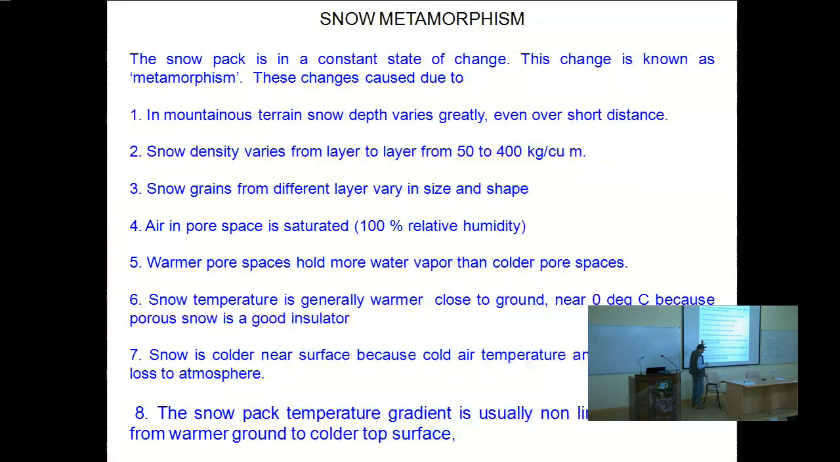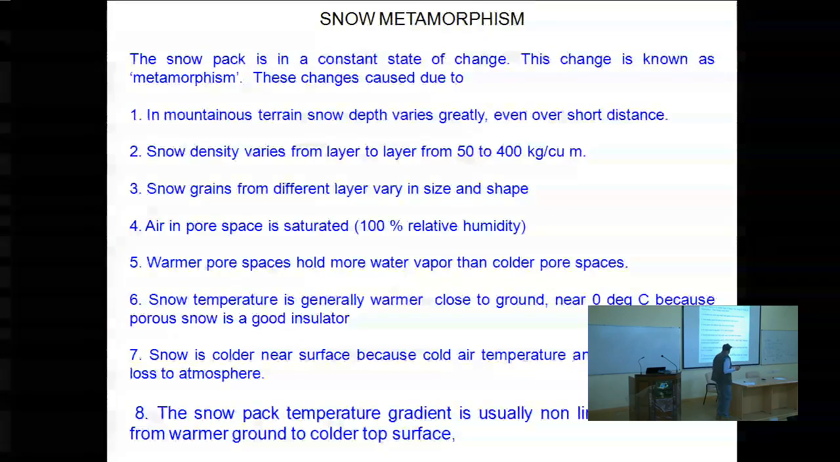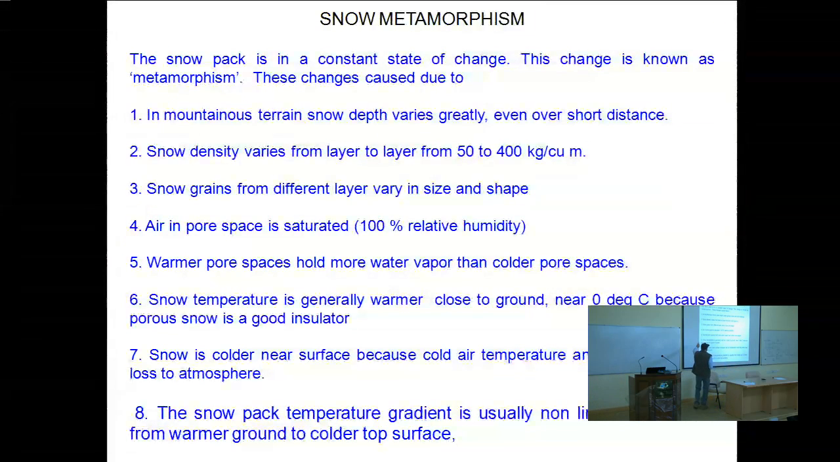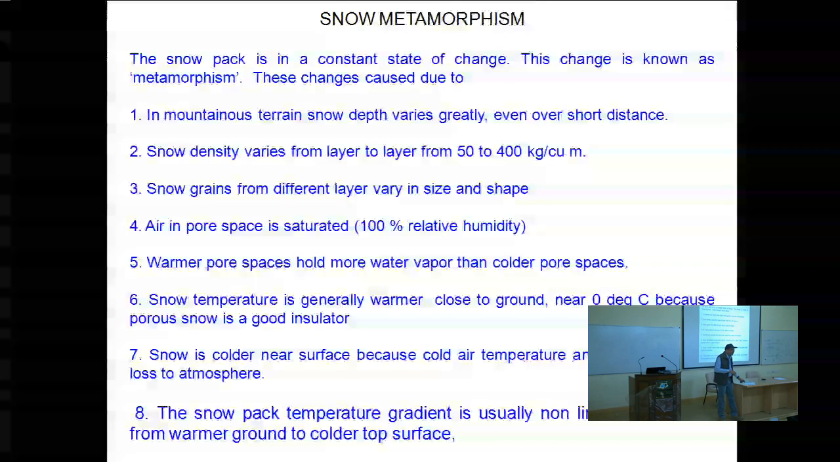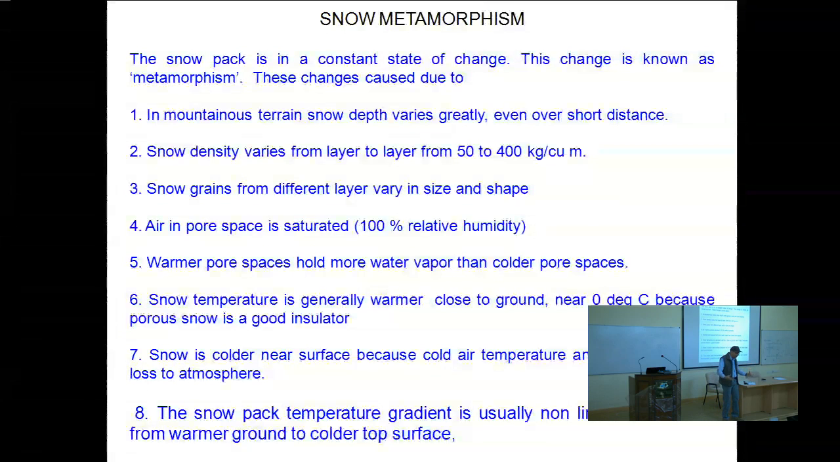Then another key issue which changes snow very dramatically is that snow temperature is generally warmer close to the ground, near 0 degrees Celsius, because snow is a good insulator. What it means is you have geothermal energy coming from the ground, a thick blanket of snow, and an atmospheric temperature which is very cold, maybe -10 or -15 degrees Celsius.